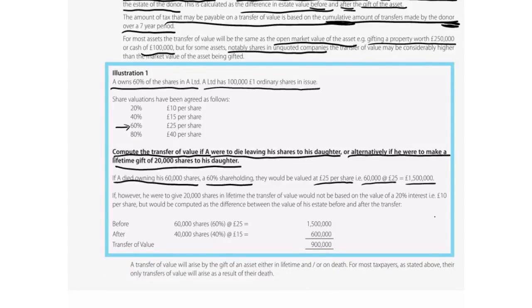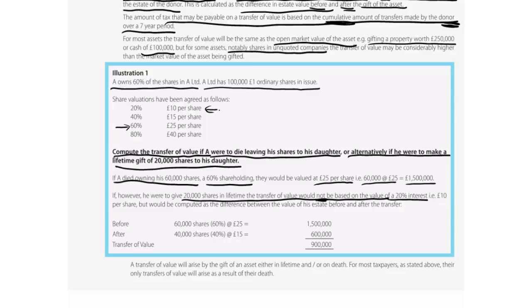But if you're going to get a test exercise on this in your exam question, you'll be dealing with the calculation of the transfer of value where a lifetime gift is made of some but not all of those shares. Like here, if he were to give 20,000 shares in lifetime, the transfer of value would now need to be based on the loss to the estate of the donor. It would not be based on the value of a 20% interest. What is the value of what is being gifted? A is giving away here 20,000 shares. That is a 20% interest in the company. How do we value a 20% interest?